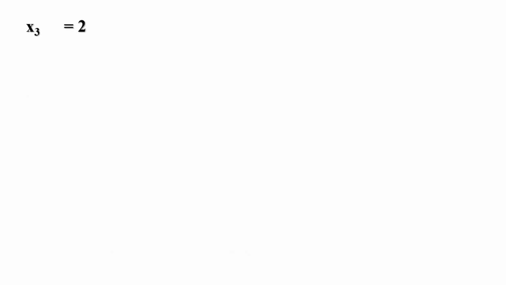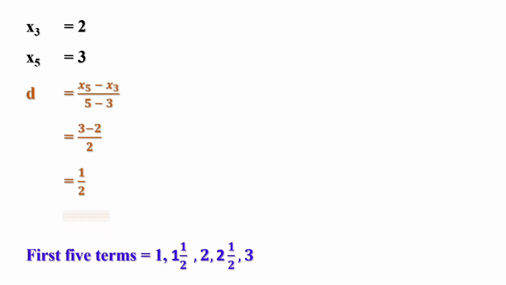Third question, third term is 2, fifth term is 3. We have to find the first 5 terms. Common difference is fifth term minus third term by 5 minus 3. That is 3 minus 2 by 2. That is 1 by 2. That is the common difference is 1 by 2. Subtracting the common difference from third term, we will get second term as 1.5. And again subtracting, we will get the first term as 1. So the terms are 1, 1.5, 2, 2.5, 3.